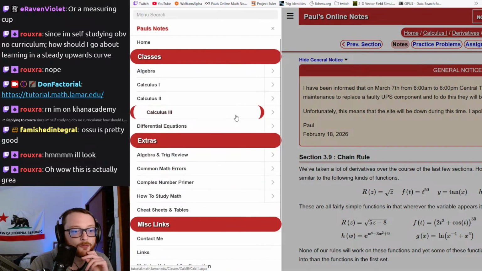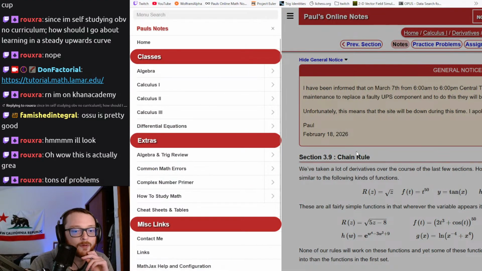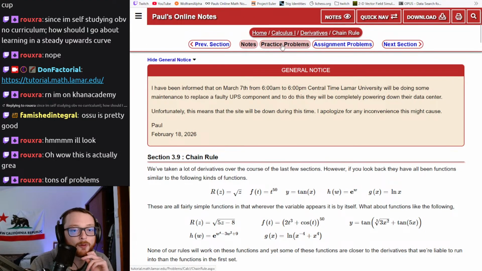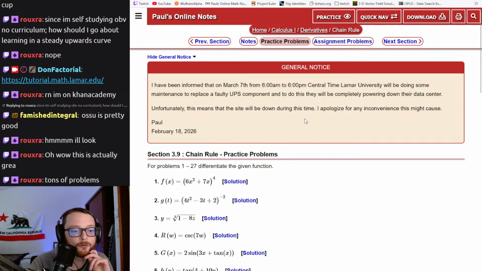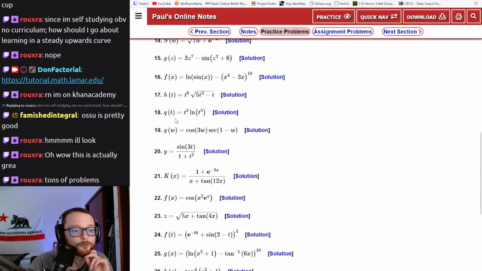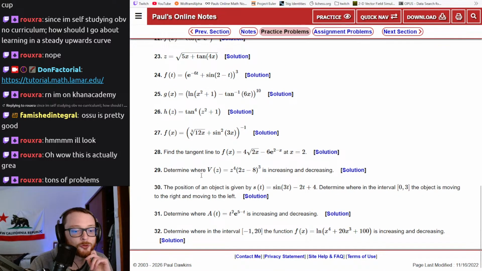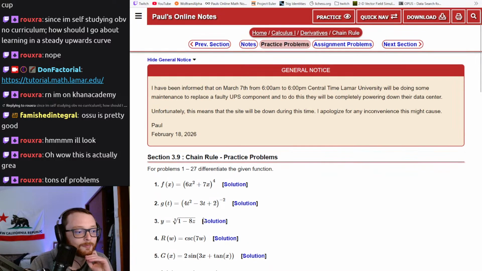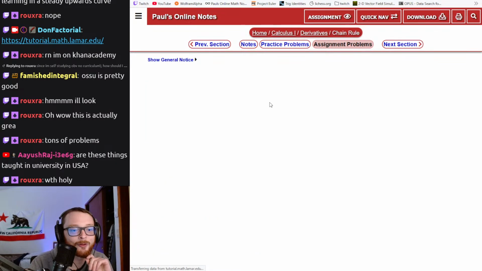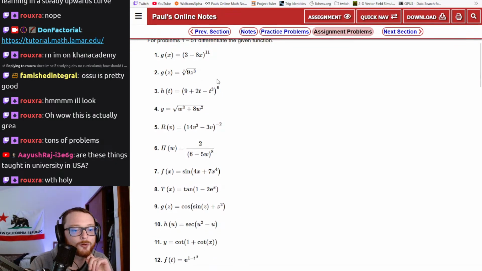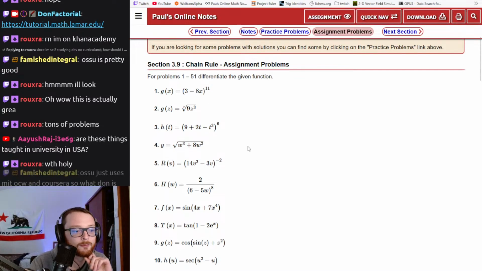This covers everything that you're going to want, and there's even more. If you look in practice problems, in the tab for any of these sections, there's even more with solutions. This one, wow, it has 32. So there's no shortage of practice problems here. The assignment problems also exist. I don't think they have solutions though. You could use Wolfram Alpha to get the solutions though.